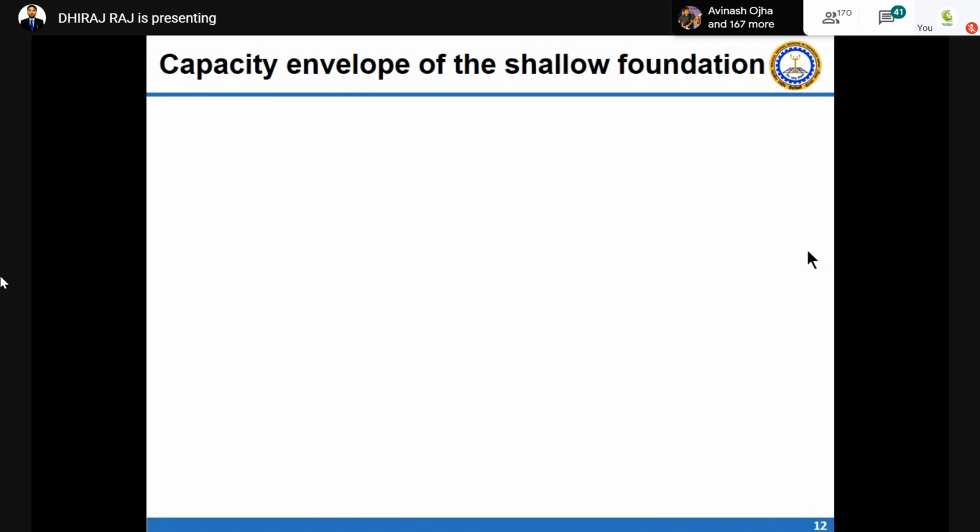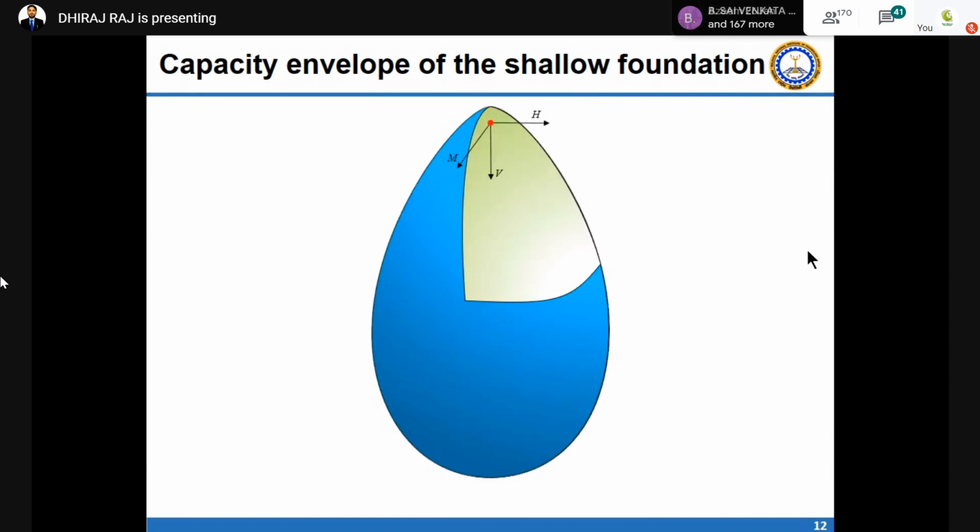So what is happening here? This capacity, say it looks like an axle. It is a 3D concept. Okay. So where the vertical load, horizontal load, and moment, all are acting together.